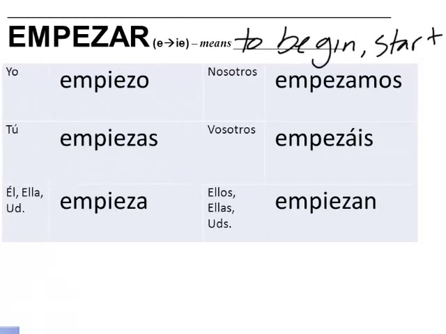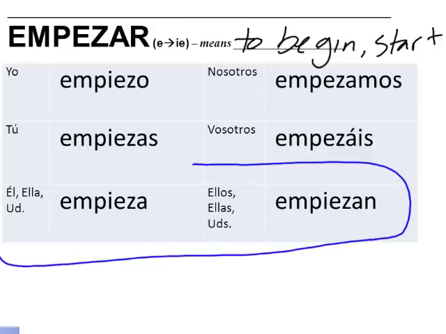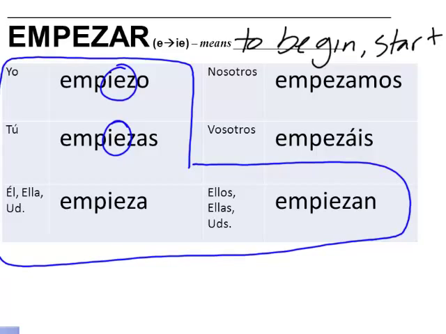I don't know, I'm running out of examples here, it's early. Empieza. Again, it's a stem changer. So it only stem changes in these areas. E to IE stem change. No stem change here, nor here.